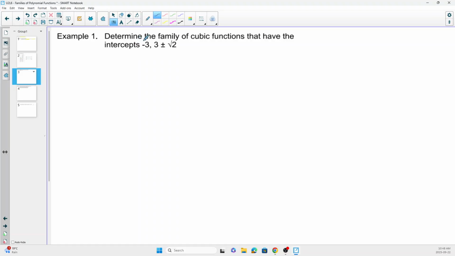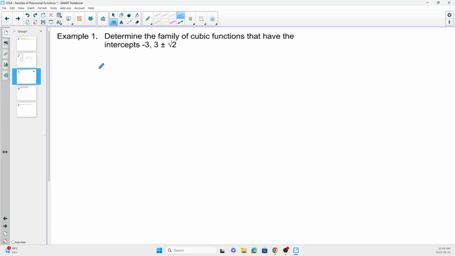Okay, so determine the family of cubic functions that have intercepts at -3 and 3 plus or minus √2. If you did watch the second part of the last lesson, then this will be a kind of review. You've already seen how to handle this situation. If you did not, remember that because it doesn't specify standard or factored form, we are going to write it in factored form.